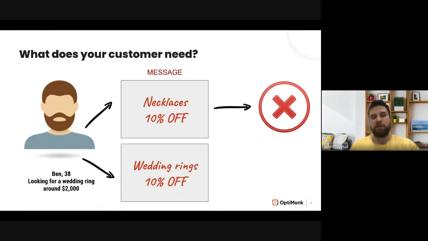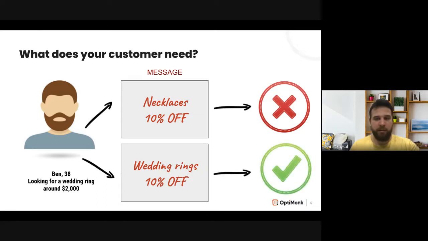Let's change this scenario now. Then you're pushing wedding rings 10% off to Ben. And what's going to happen? He's not annoyed, because you personalize his experience for him. You know what he's looking for, and based on what he's looking for, you're giving him a discount, which is super relevant to his intent.